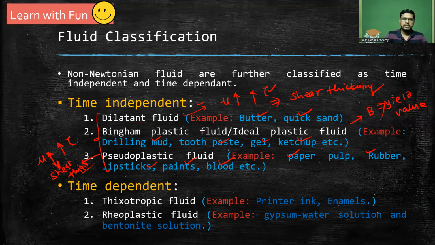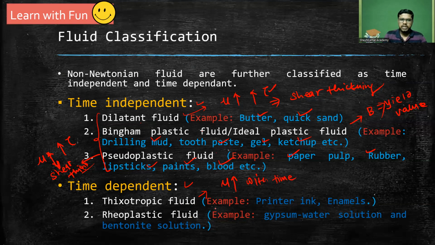Then the next type or subclass of non-Newtonian fluid is the time-dependent fluid. First one is the thixotropic fluid. The thixotropic fluid is one whose viscosity increases with time.